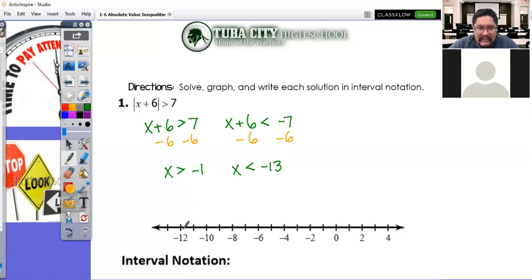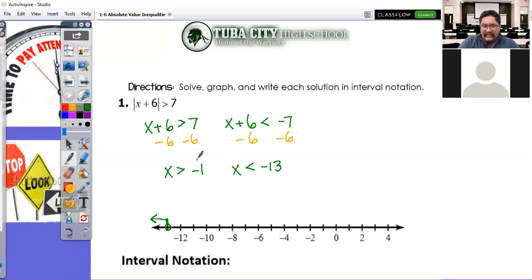So let's see, x is less than -13. So if I want an x value that will work, I'm gonna have to pick something less than -13, which means I'm gonna have to go this way.